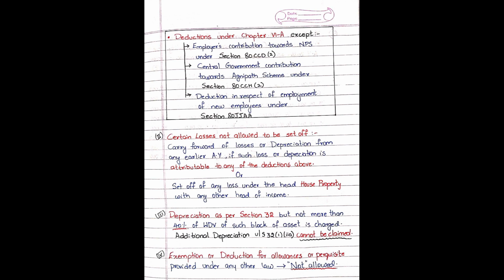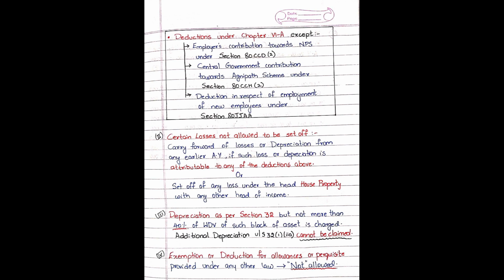They are employer's contribution towards NPS under section 80CCD clause 2, Central government contribution towards Agnipath scheme, and deduction in respect of employment of new employees. These 3 deductions can be claimed under the default tax regime. The other deductions from 80C to 80U are not allowed under the default tax regime. But these 3 deductions, employer's contribution towards NPS, central government contribution towards Agnipath scheme and deduction in respect of employment of new employees, are allowed as a deduction.